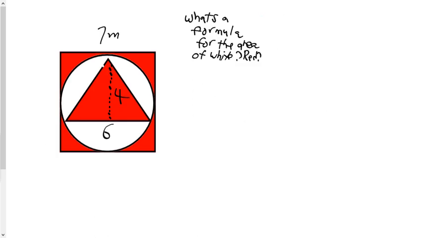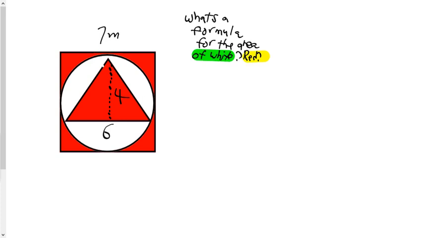Our last question is a composite two-dimensional figure. It gives us a square with an inscribed circle with a triangle in the middle. And it says devise a formula for two things. It says what's the formula for the white and what's the formula for the red. So we'll start with the white.